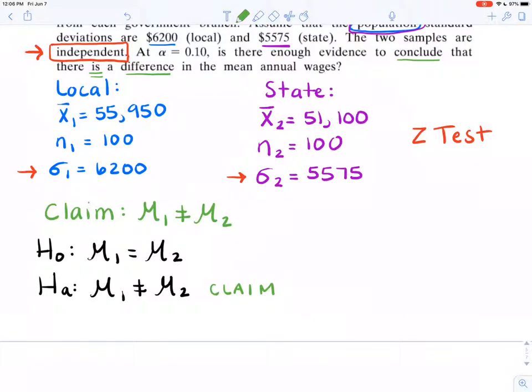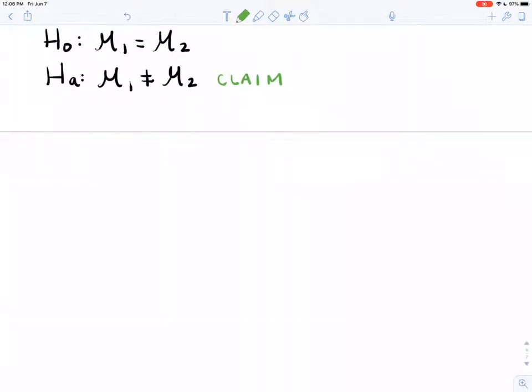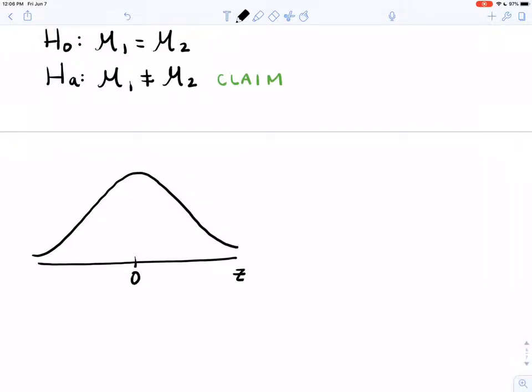All right, now that's my first step, set everything up. My second step is to get my critical values and my rejection region. And based on the fact that I have population standard deviations and independent samples, I'm going to find the rejection region and the critical values using the standard normal curve.